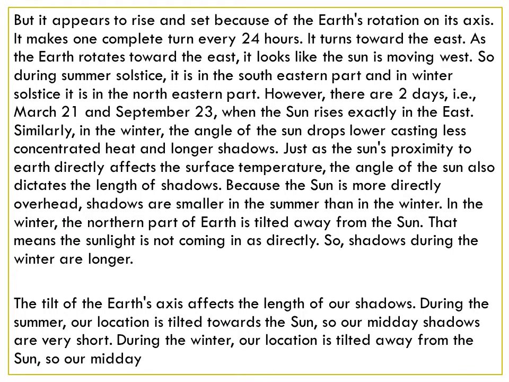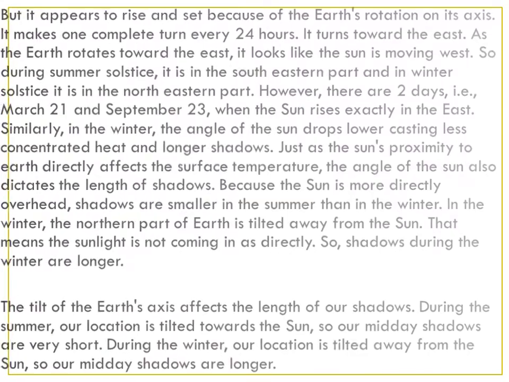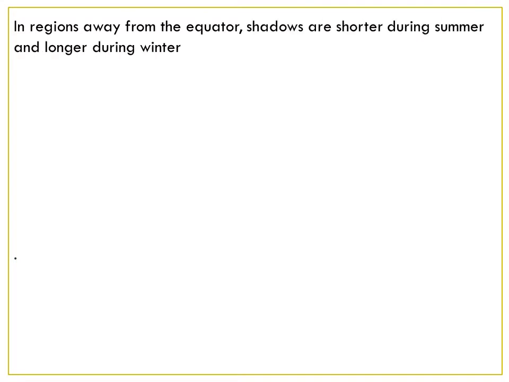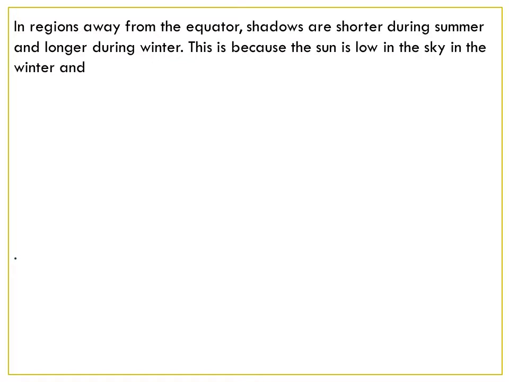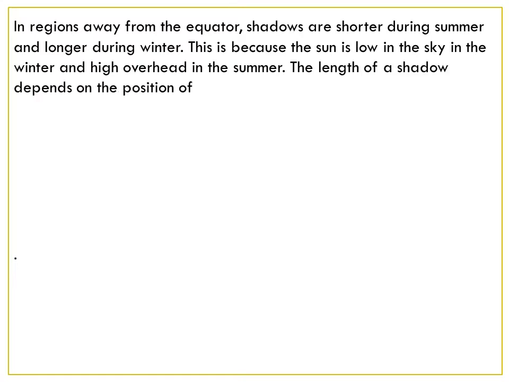The tilt of Earth's axis affects the length of our shadows. During the summer, our location is tilted towards the sun, so our midday shadows are very short. During the winter, our location is tilted away from the sun, so our midday shadows are longer. In regions away from the equator, shadows are shorter during summer and longer during winter. This is because the sun is low in the sky in the winter and high overhead in the summer.